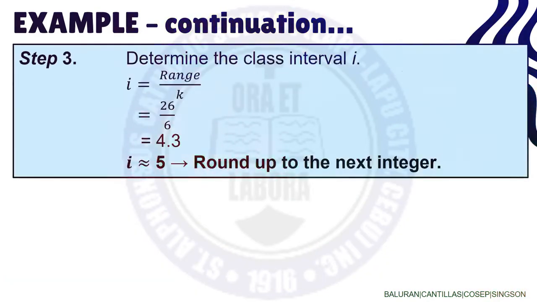Step 3. We have to determine the class interval I. So I can be solved using the range divided by K. That is equal to 26 divided by 6, and that gives us 4.3. Then we have to round up this 4.3 to the next integer. Therefore, our class interval is equal to 5.